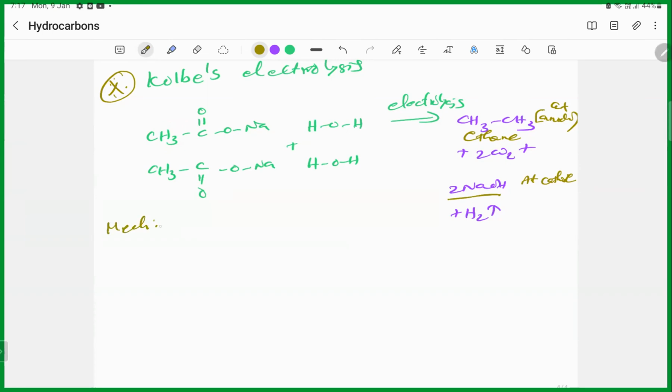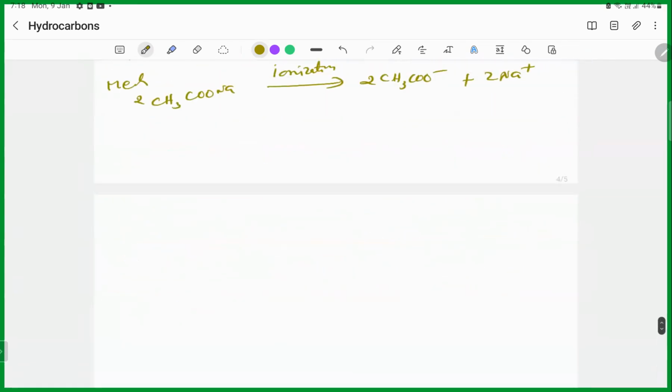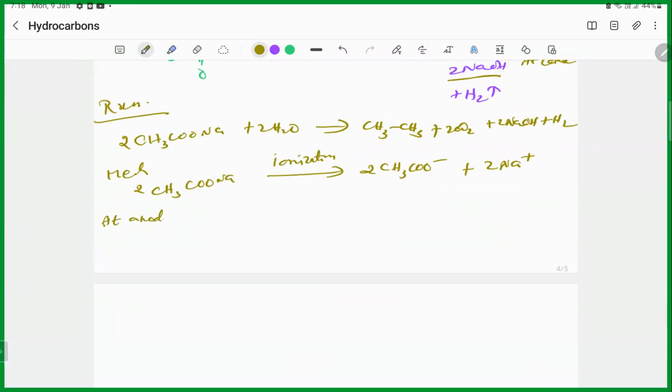So the mechanism of the reaction: first, this is the reaction, 2CH3COONa plus 2H2O gives CH3CH3 plus 2CO2 plus 2NaOH plus H2. When we take the mechanism, CH3COONa, on ionization, gives 2CH3COO minus plus 2Na plus. So what will happen at the anode? The two CH3COO minus, that anion, becomes 2CH3COO dot. So at the anode oxidation takes place.